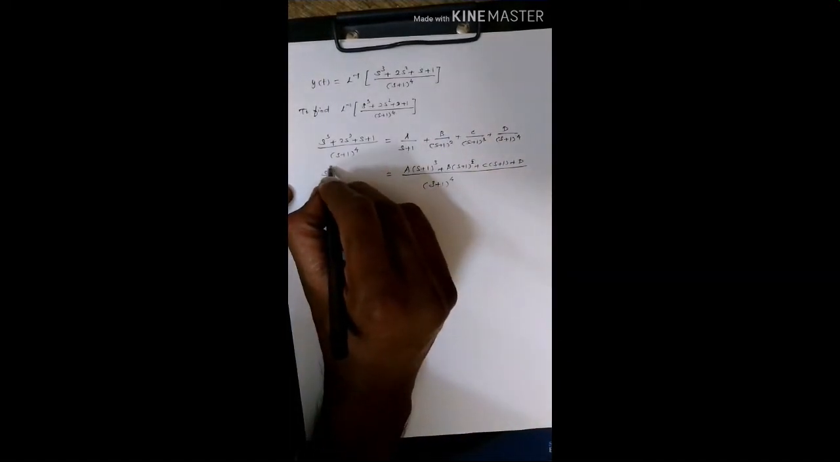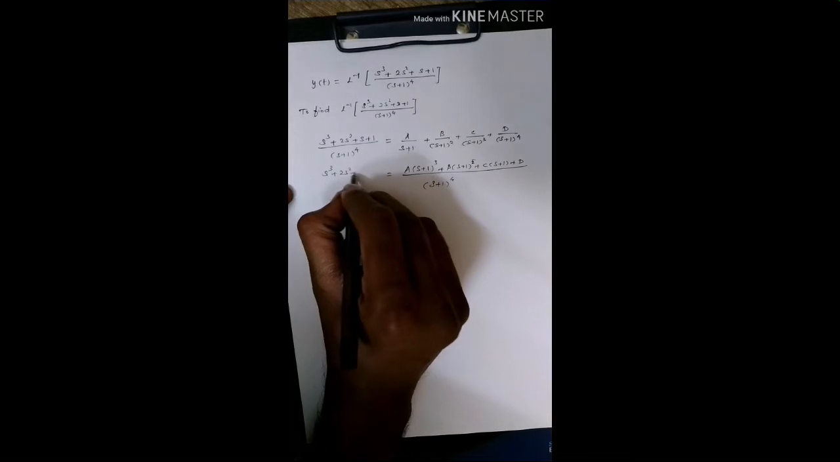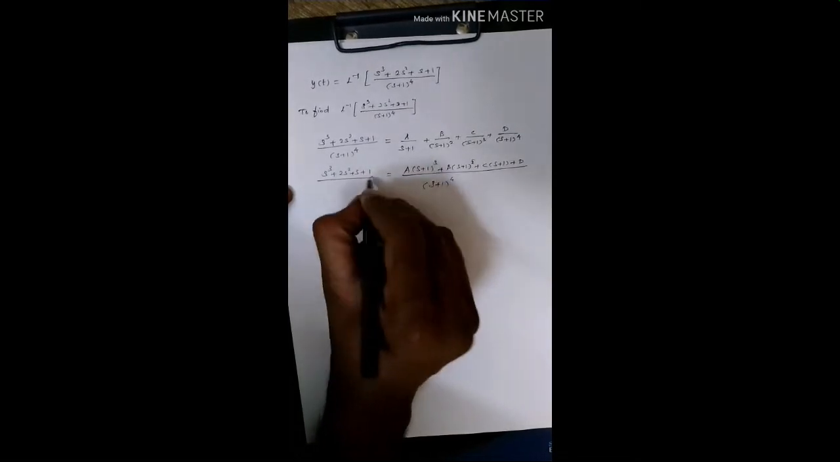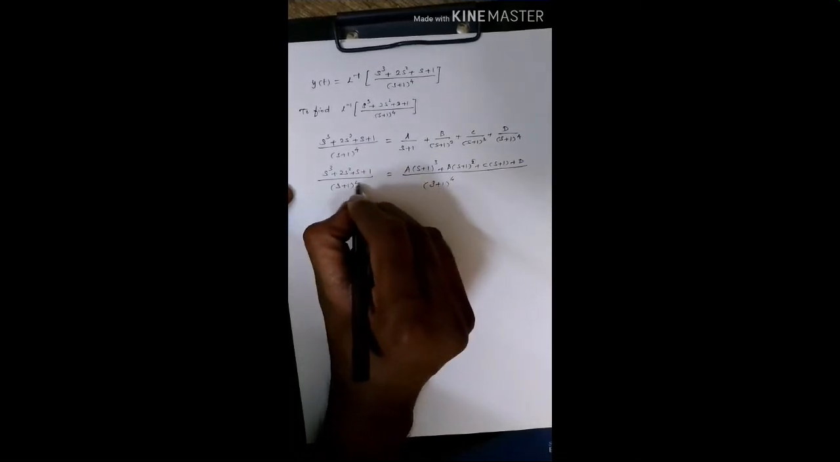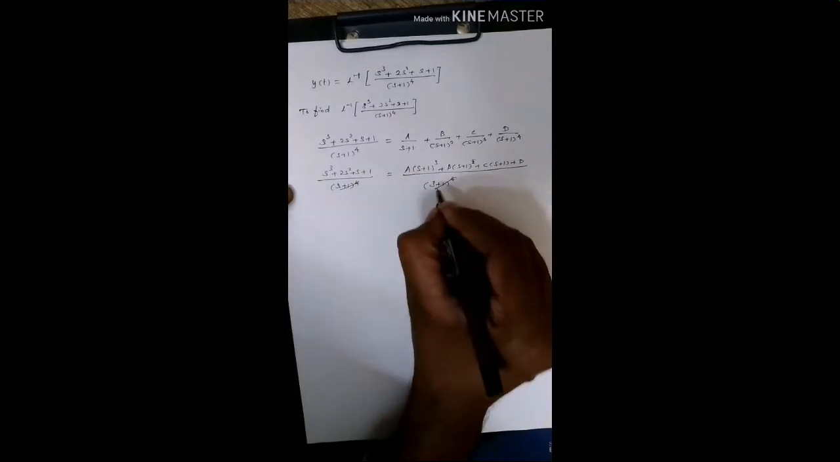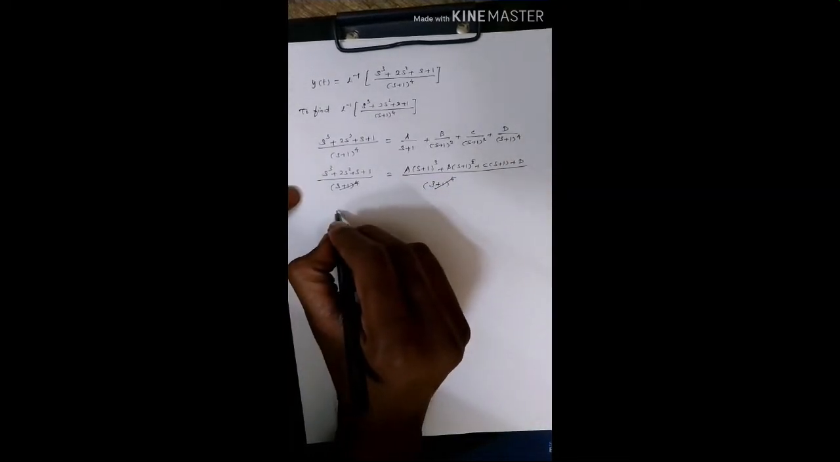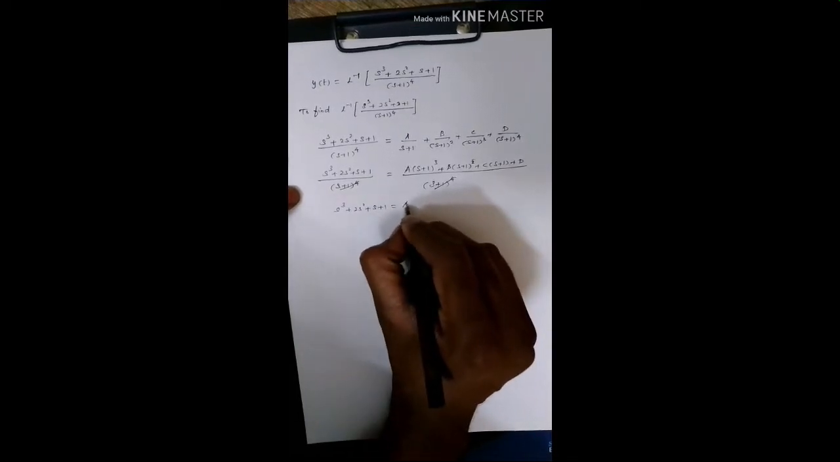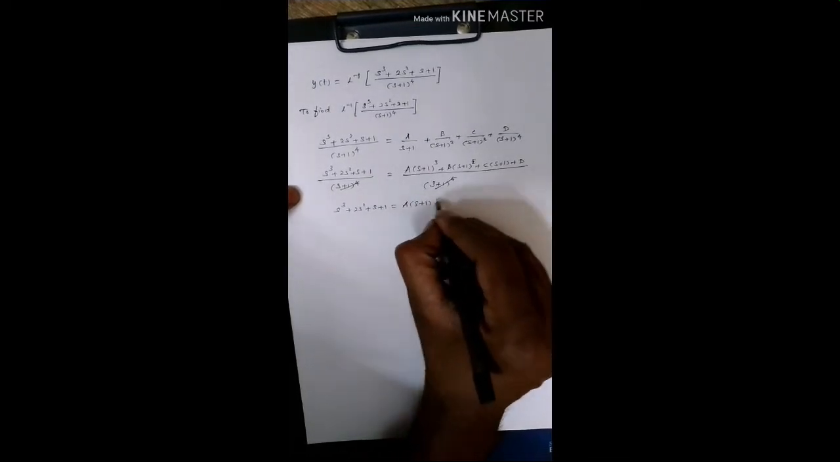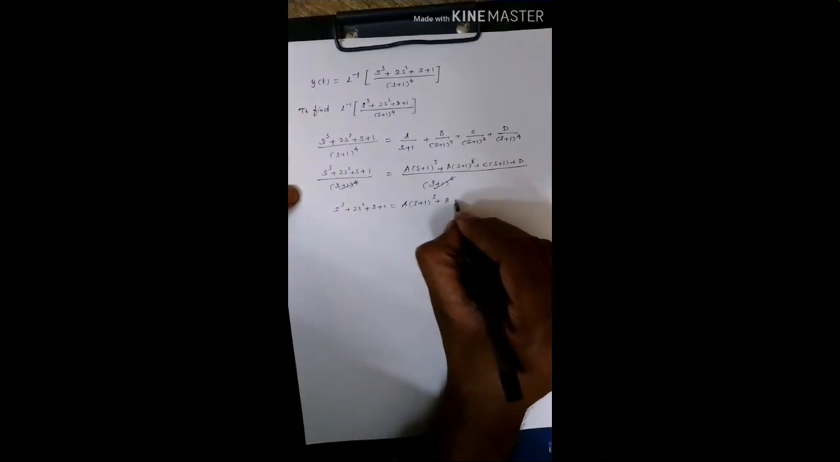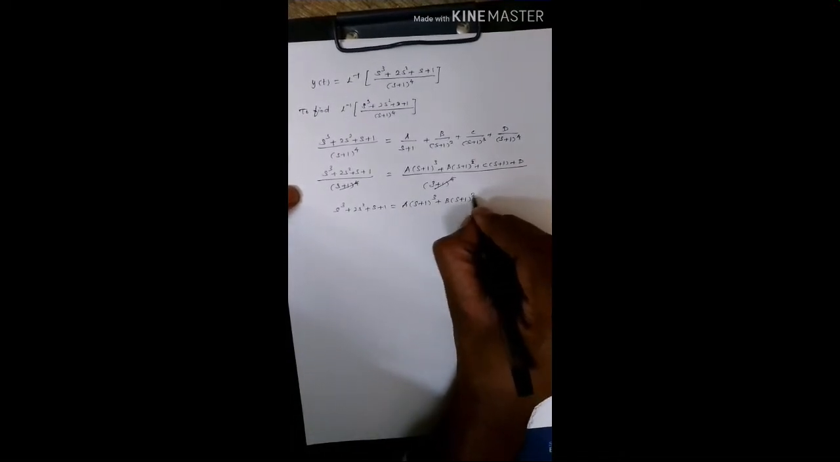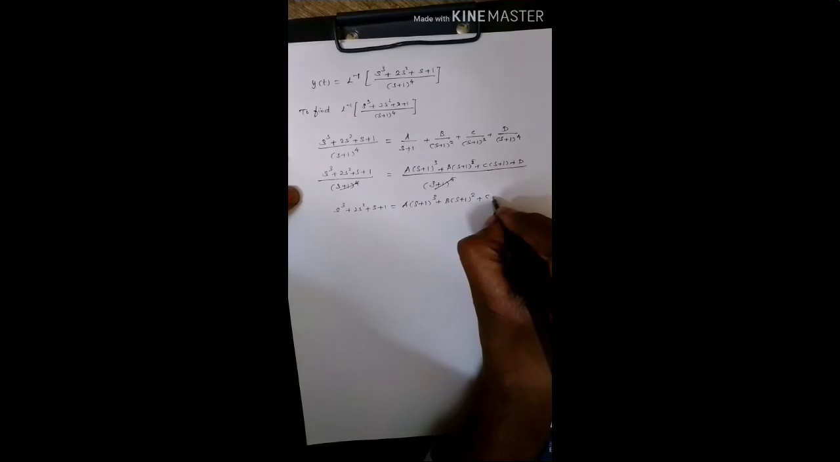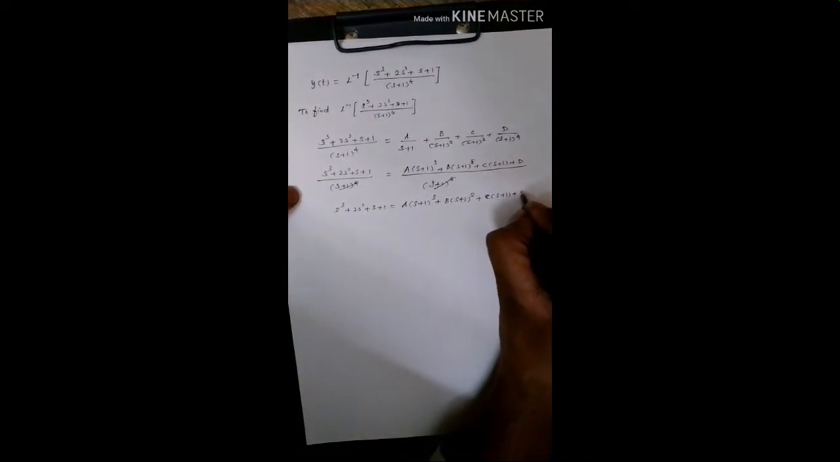So in the left hand side, (s cube plus 2s square plus s plus 1) whole thing divided by (s plus 1) whole power 4. Now cancel this common expression. Now in the left hand side, s cube plus 2s square plus s plus 1 is equal to a into (s plus 1) whole cube plus b into (s plus 1) whole square plus c into (s plus 1) plus d.